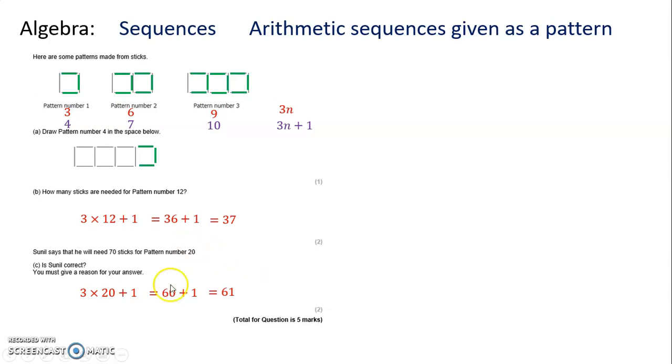There's an alternative though, slightly trickier I think, and that's to use the 70 sticks and work backwards. So if he has 70 sticks and we take off this one extra one, he'll have 69, and it's always 3 times the pattern number that's being made by multiplying these 3 matchsticks by the pattern number. So I need to work backwards and divide this by 3, and that gives me 23. So I can either say pattern number 20 needs 61 matchsticks, not 70, so he's wrong. Or 70 sticks makes the 23rd pattern number, not the 20th, so he's wrong.